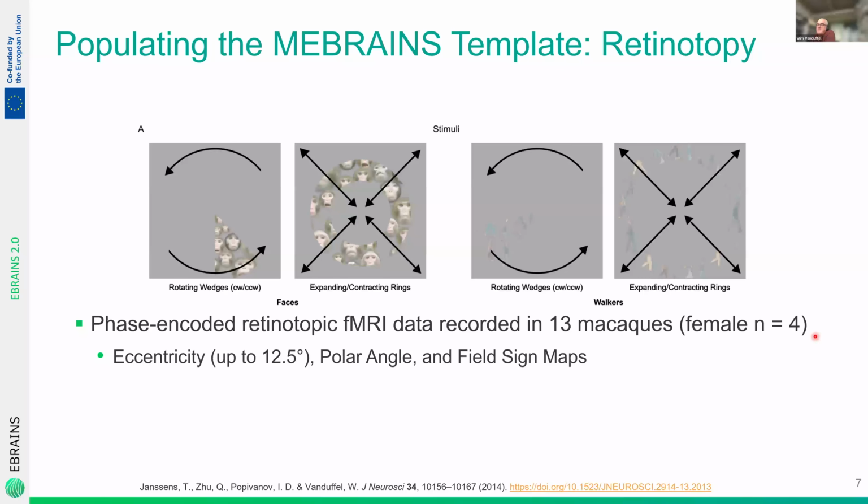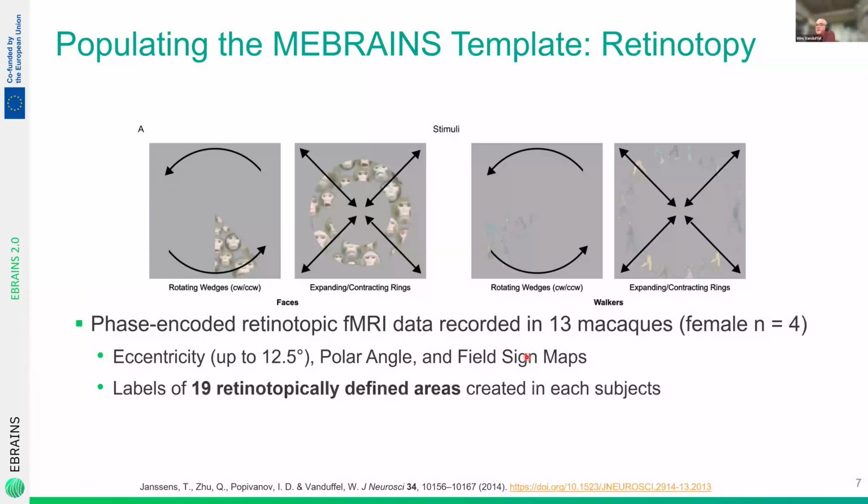When you do these experiments, well, we mapped the eccentricity. This was a little bit of a caveat, and it was also dependent on the scanner, basically. We could not initially acquire larger data. We only mapped up to 12.5 degrees eccentricity. We mapped polar angles. And when you have eccentricity and polar angle information, you can calculate field sign maps. This will become clear in the next slide.